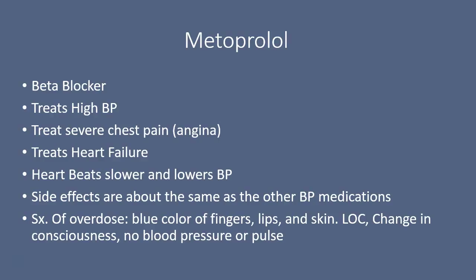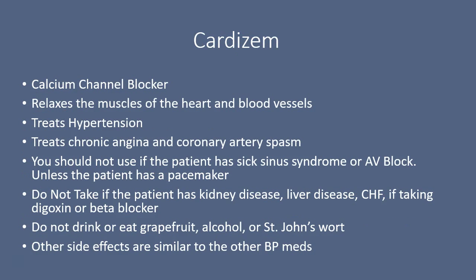Symptoms of overdose are a blue color in the fingers, lips, and skin. Obviously, if it's lowering the blood pressure that much, it's going to cause the extremities to not have enough blood supply. It also could be a loss of consciousness or a change in consciousness, or no blood pressure or pulse. So again, if you take too much blood pressure medication, it probably will kill you, and that's a side effect.